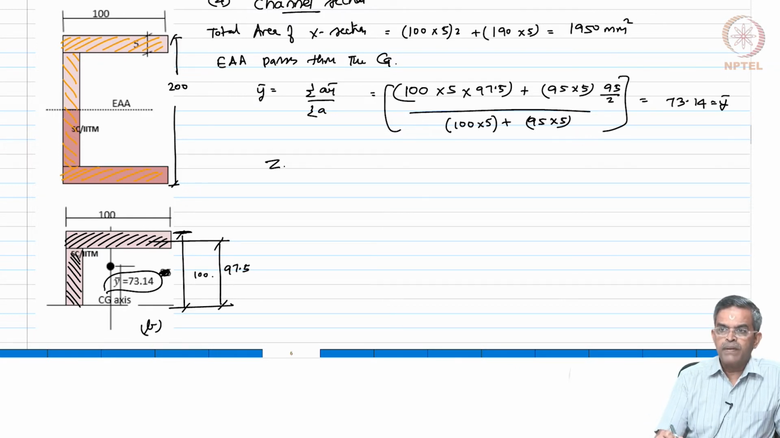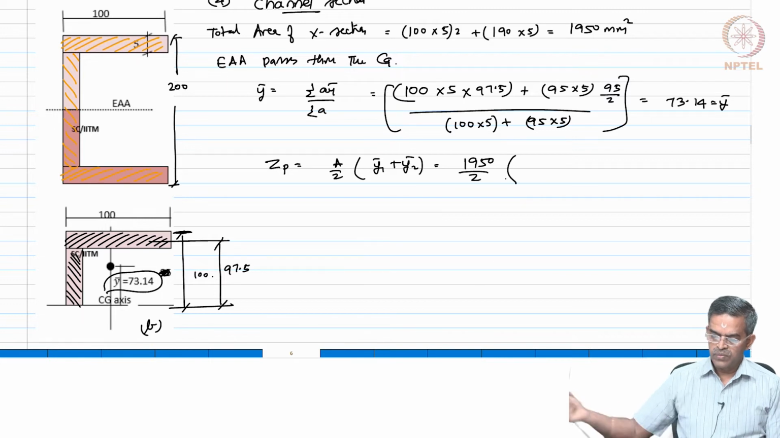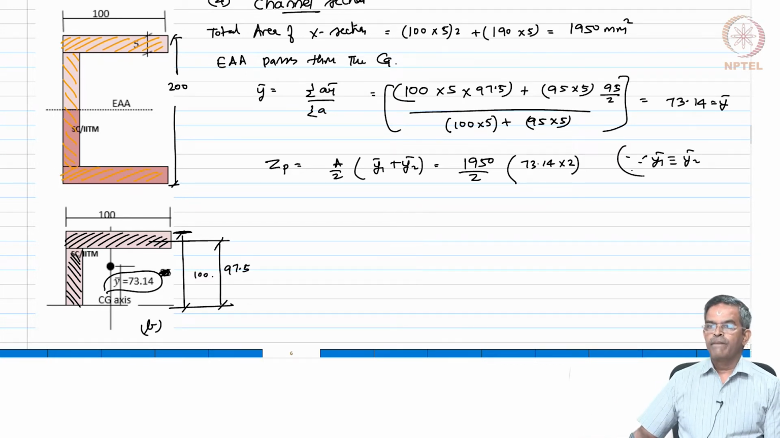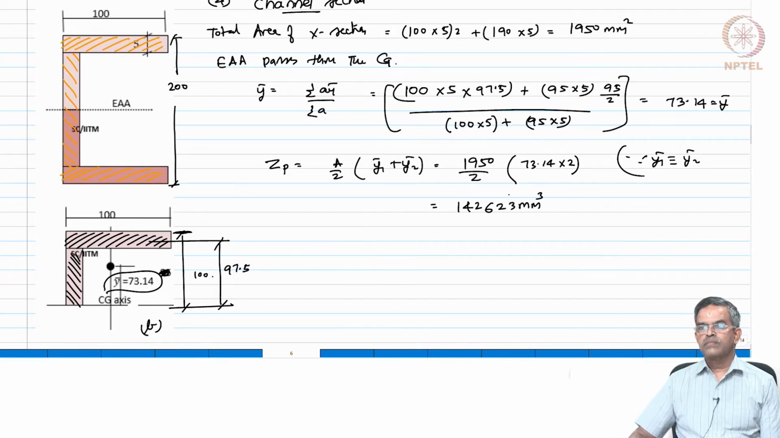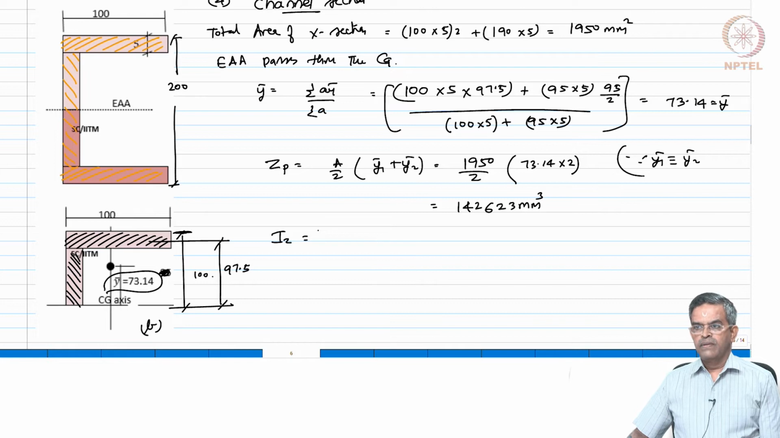Now, I can work out ZP, which is A by 2 (y bar 1 plus y bar 2). Area is already there. So, I can simply say it is 1950 by 2, 73.14 into 2, because y bar 1 and y bar 2 are identical. So, if you do that, I will get this value as 142,623 mm3. Let us try to find out the IZ value of this channel section. We can use parallel axis theorem.